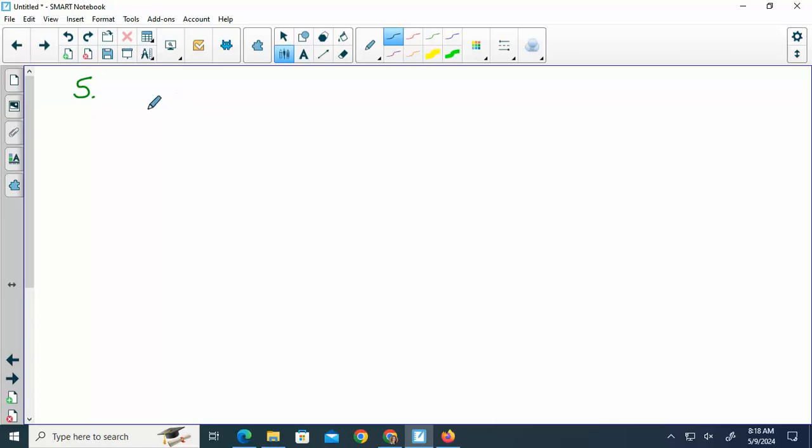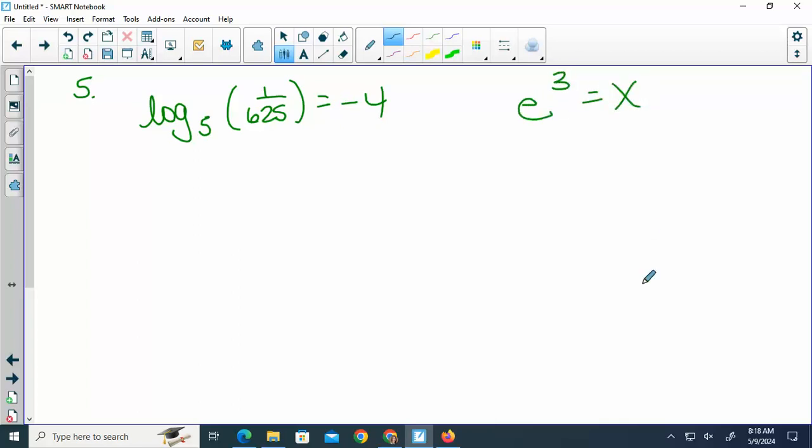And problem 5, you were just going back and forth between an exponential and a log. So the first one would be log base 5 of 1/625 equals -4. Second one would be e to the third equals x. Do we have questions on either of those? Then you can work on that next chunk. So tomorrow we'll talk about 6 through 20.